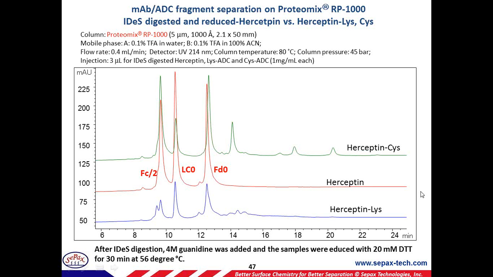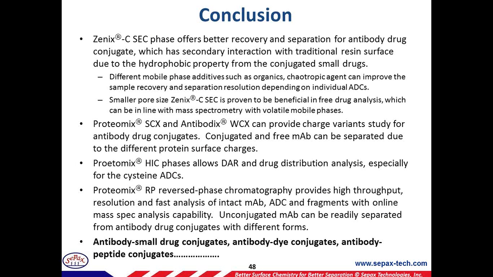All the techniques we talked about, the examples we showed, are just with the antibody and small drugs. However, there are a lot of other sample types with antibody conjugates, for example, dye conjugates, antibody peptide conjugates, or any other antibody conjugates. You can follow the same principle for the method development.